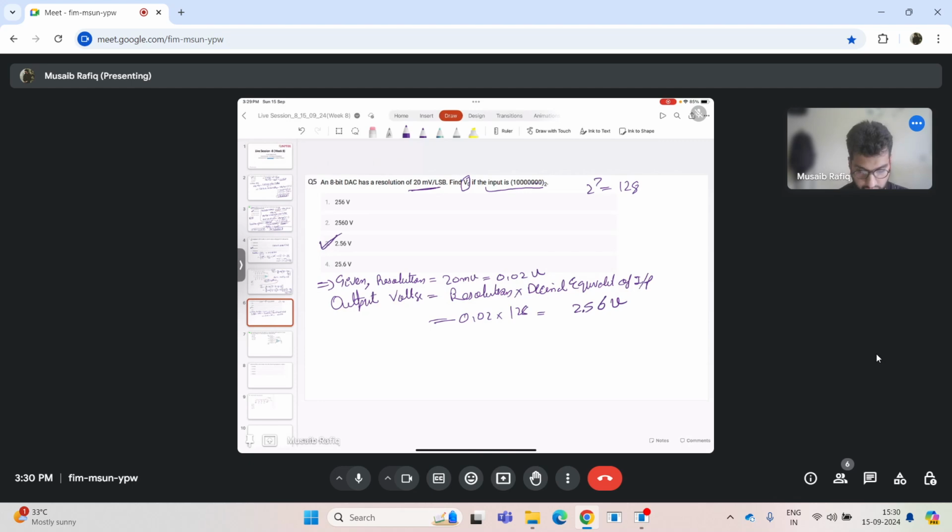So let me just repeat this question. The question asks us, an 8-bit DAC has a resolution of 20 millivolt per LSB. We need to find the output voltage if the input was 1 0 0 0 0 0 0 0. Given here is the resolution, so resolution is 20 millivolt, that is 0.02 volt. Output voltage is simply equal to resolution times decimal equivalent of input. Input is 2 raised to the power 7, decimal equivalent is 128. So this 128 multiplied by 0.02 will be equal to 2.56 volt.